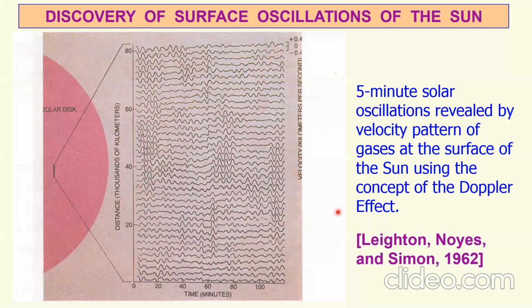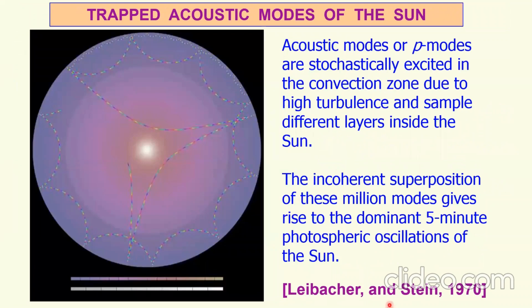So this was a puzzle for these solar astronomers, and once the experiment is there, then one has to give the theoretical explanation of why this is happening. So it took some time to interpret these oscillations. And it was Leibacher and Stein in 1970 who proposed that acoustic modes or the pressure modes are stochastically excited in the convection zone due to high turbulence and sample different layers inside the sun.